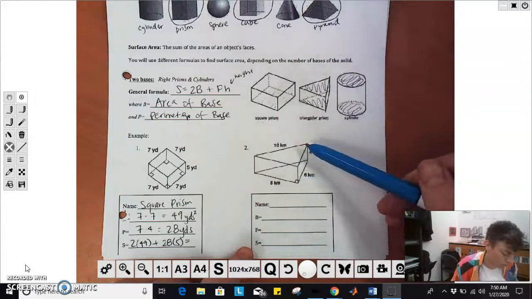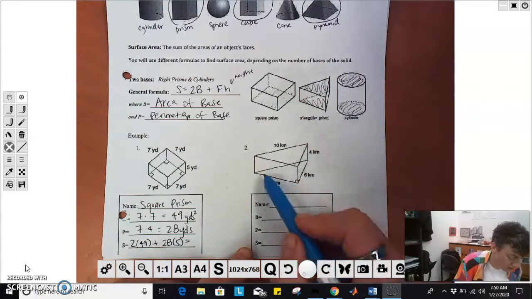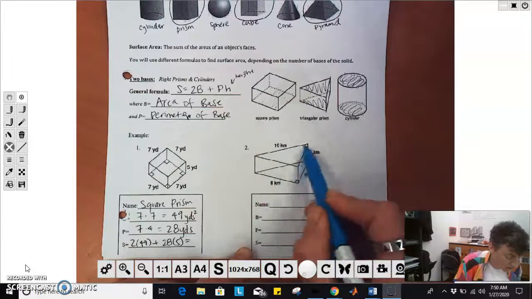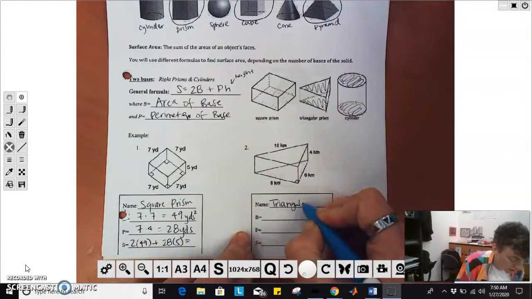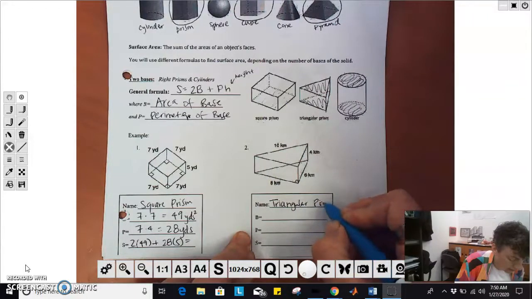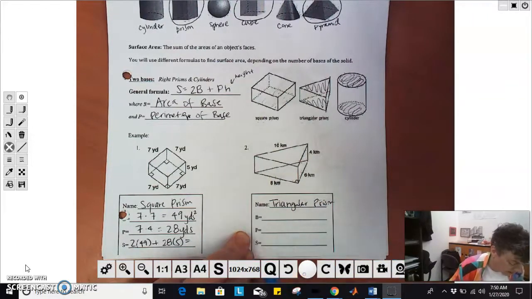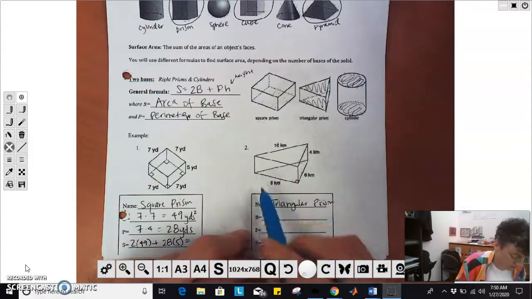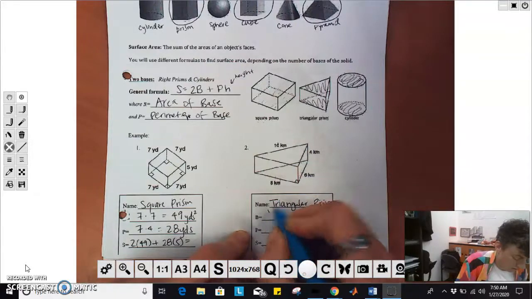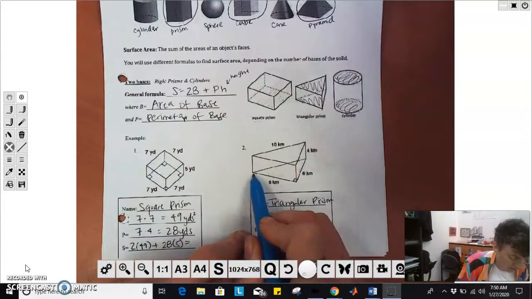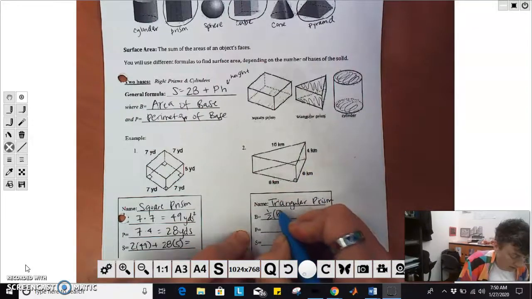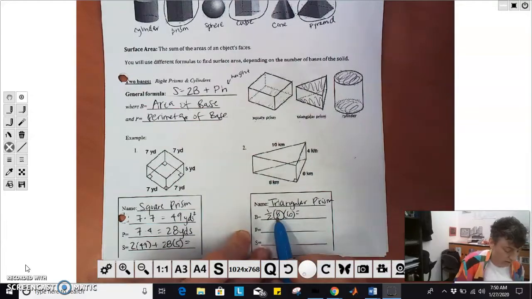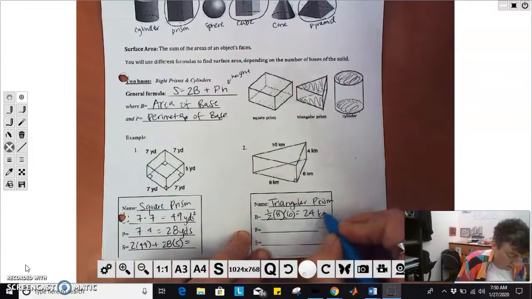Number 2, what's the shape of our base here? It is a triangle. There are 2 triangles. So this is a triangular prism. Great. B is area of the base. Area of the triangle here is 1/2. The base of this triangle is 8 kilometers. Height of this triangle is 6 kilometers. 1/2 times 8 times 6. Half of 8 is 4, times 6 is 24 kilometers squared.